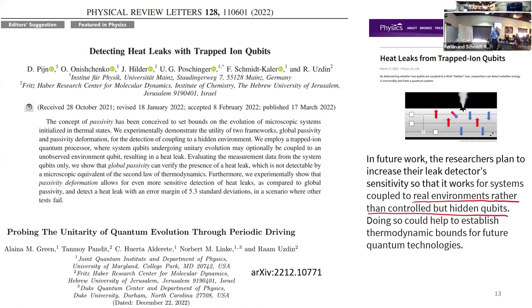Here, this is the paper which we published, and this was what we also stated, what we want in future. We want in future to look for systems coupled to real environments rather than controlled and hidden qubits, which we do now. So going a little bit beyond what we've done and not really putting the qubit, which is playing the role of the heat leak, in by hand, and then, okay, well, there is a heat leak qubit, okay? It's not a big surprise at that moment. But if you have a real environment, that is much more interesting, I guess.